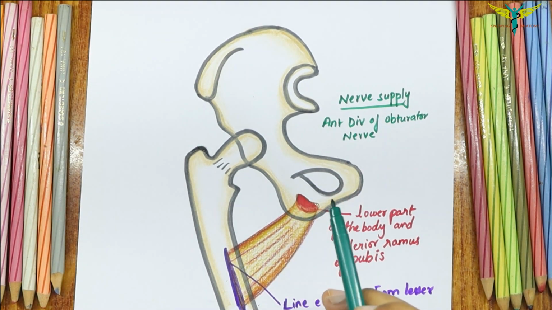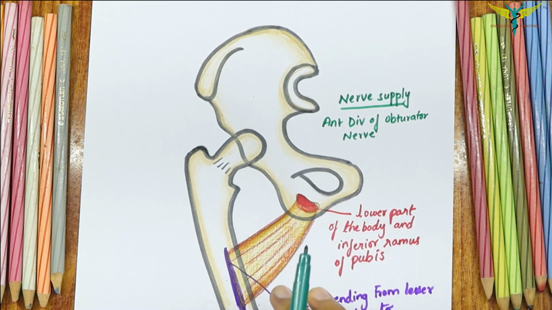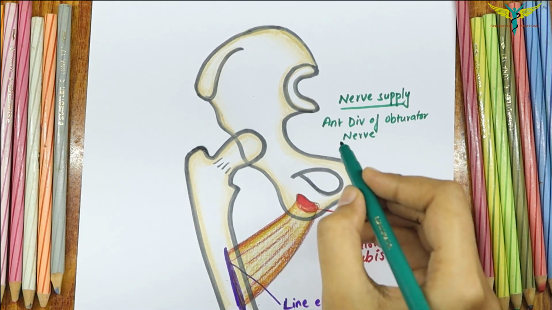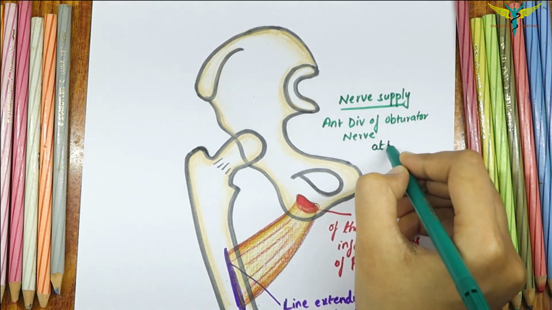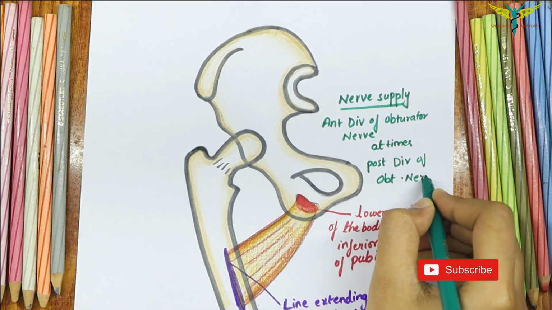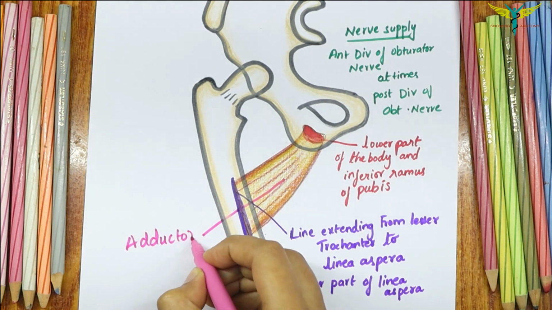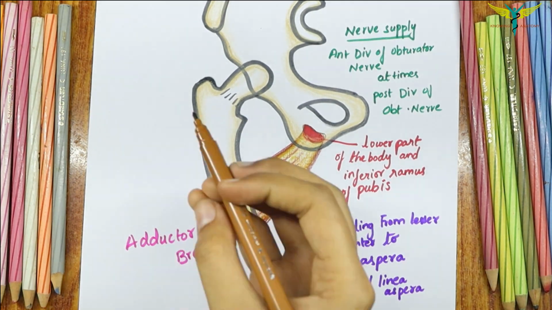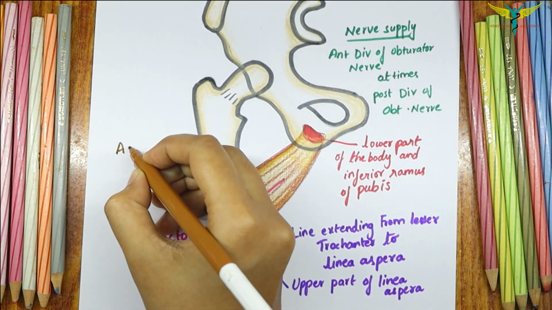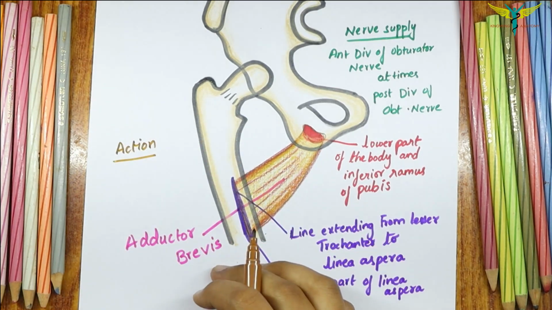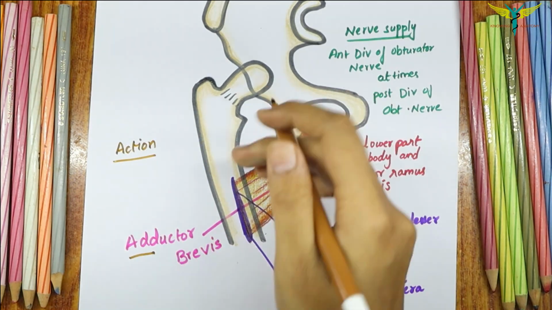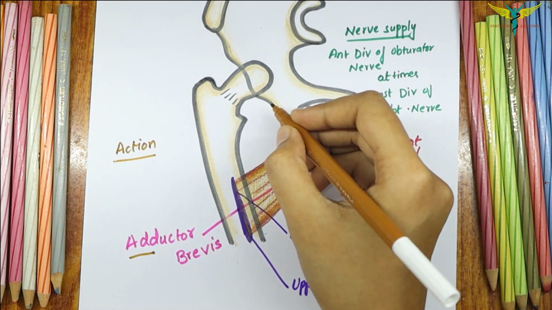And sometimes or occasionally, it may also be supplied by the posterior division of the obturator nerve. So this muscle is the adductor brevis. The action of adductor brevis, as the name indicates, is adduction. It adducts the thigh at the hip joint.